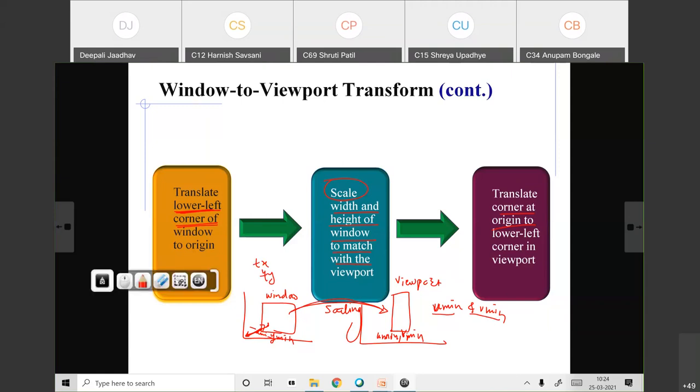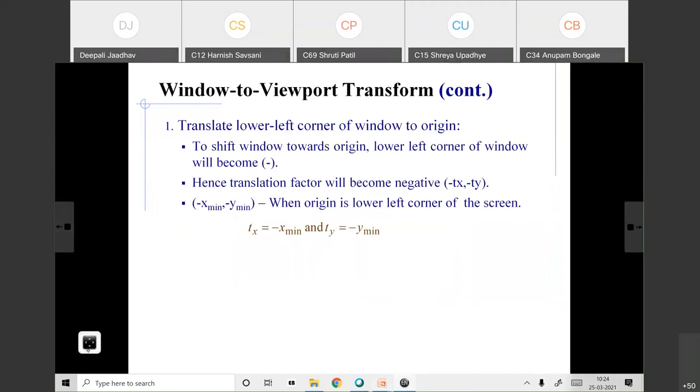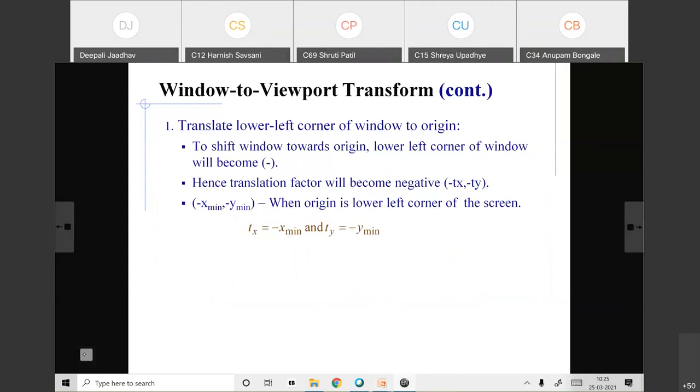Now see mathematically how we can represent it. The first step, translate the lower left corner of the window to the origin. Okay, lower left corner. What is lower left corner? X min and y min. Translate it to the origin, means for that we need to make it minus. So tx and ty translation factors are minus x min and minus y min, as I showed you in the previous PPT. So whatever the window, translate it to the origin. For that, use minus x min and minus y min as tx and ty translation factors.